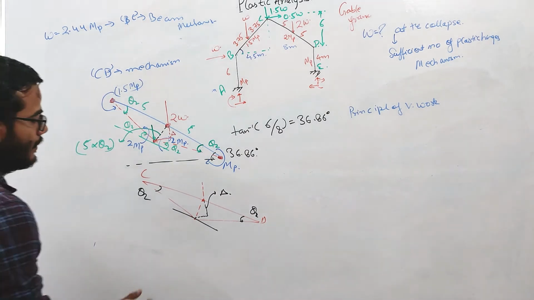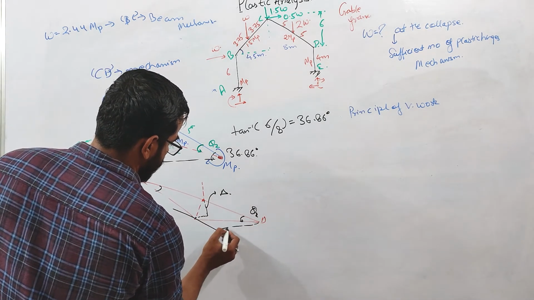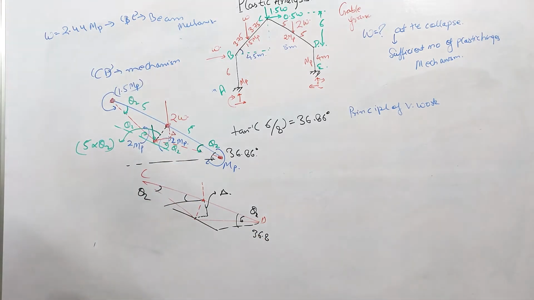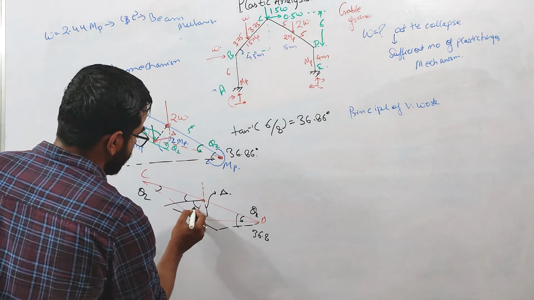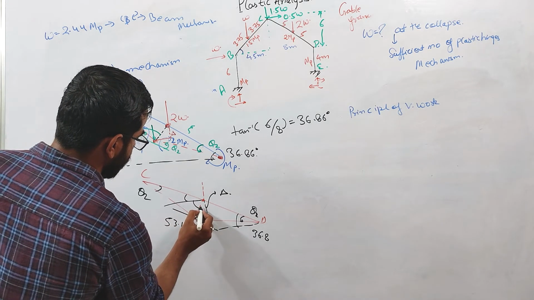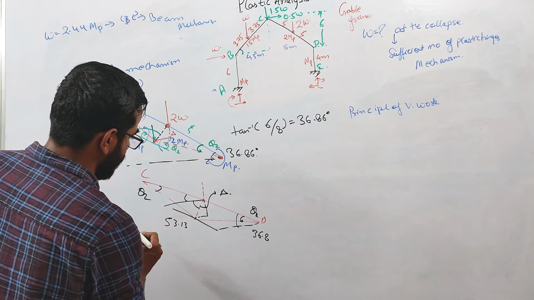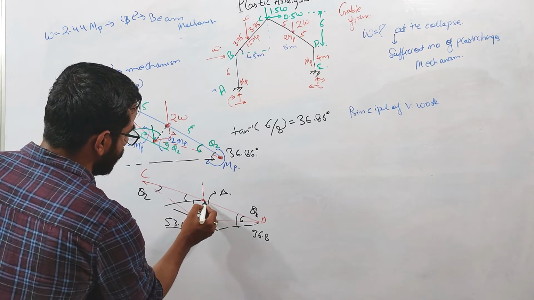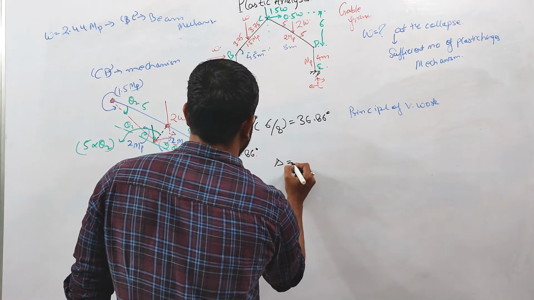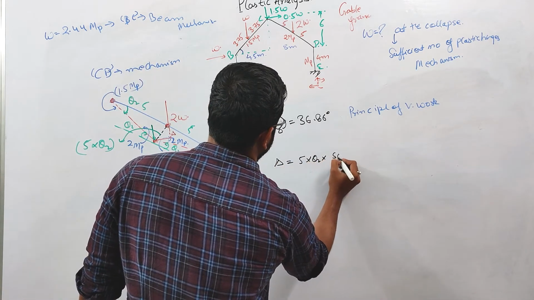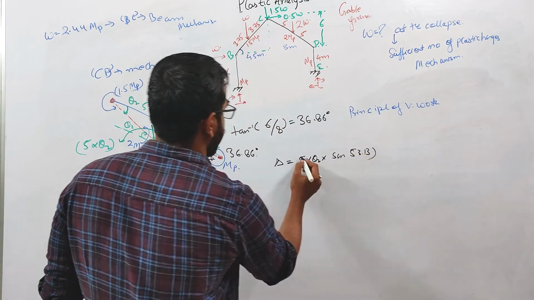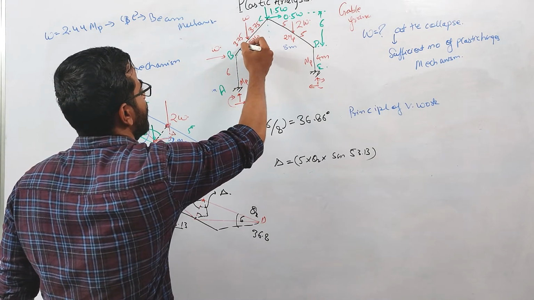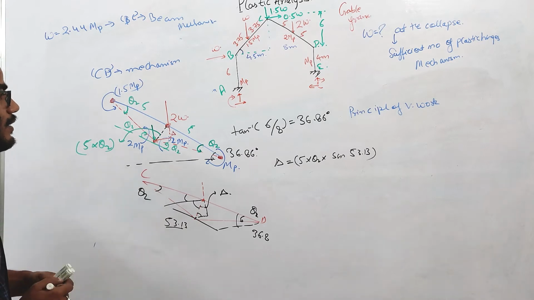If you want to calculate this delta, this complete angle is 36.86. This will also be equal to 36.86, corresponding angles. Then this angle will be 53.13, alternate angles. So this we know, so we can find this. Delta will be equal to 5 into theta 2 into sine 53.13. Same way in which we calculated delta in this member. Same method we are using, right?